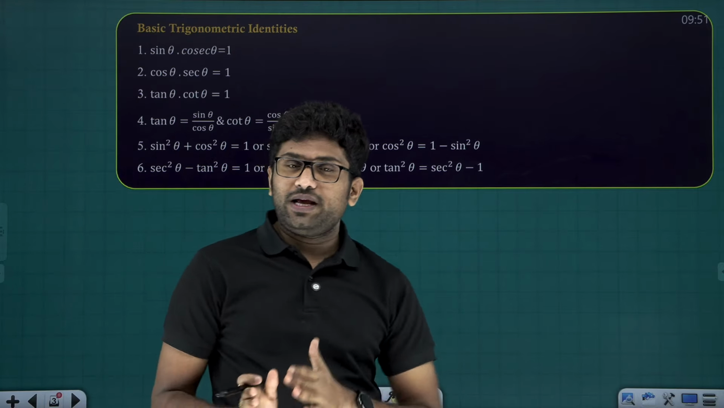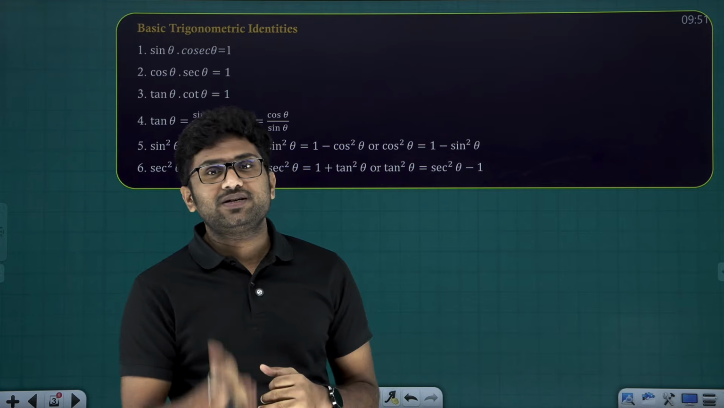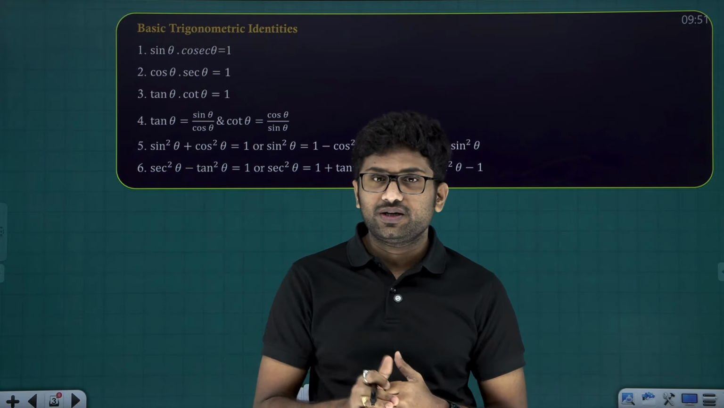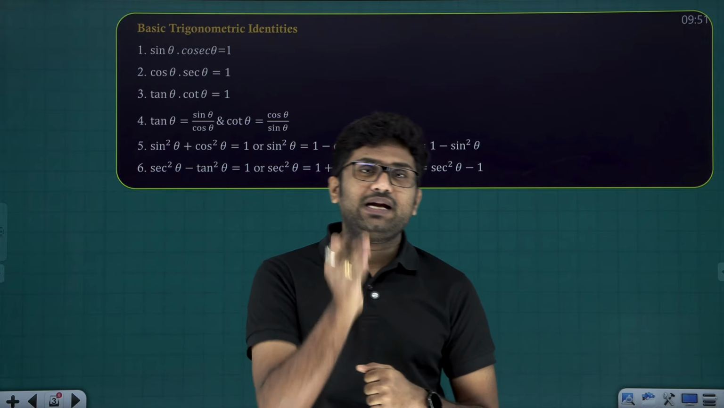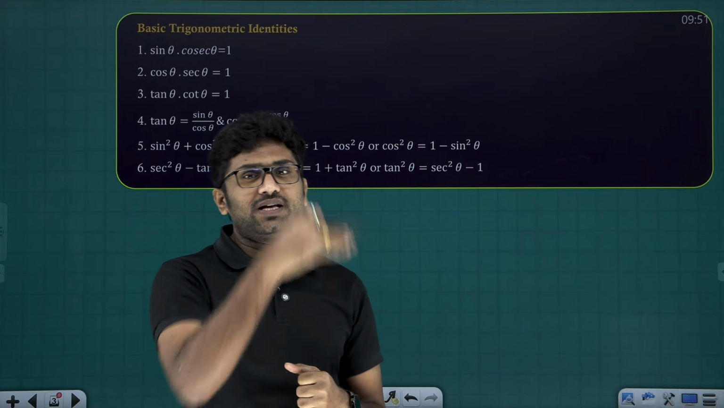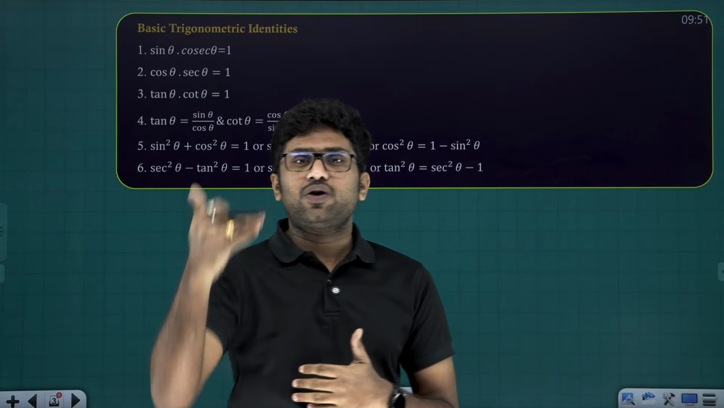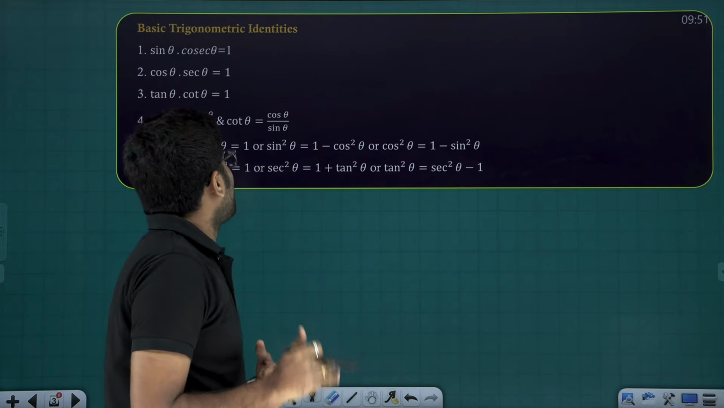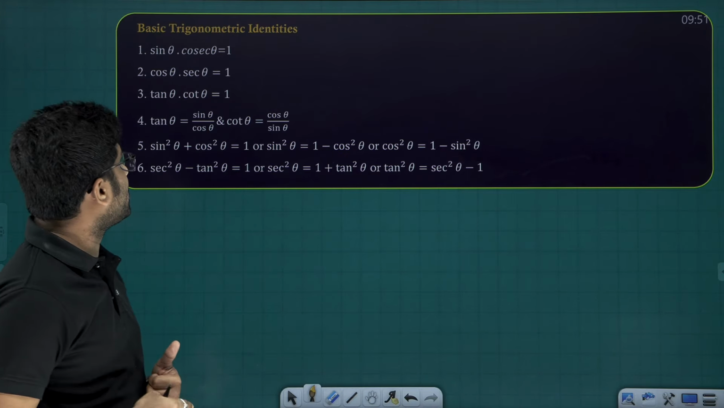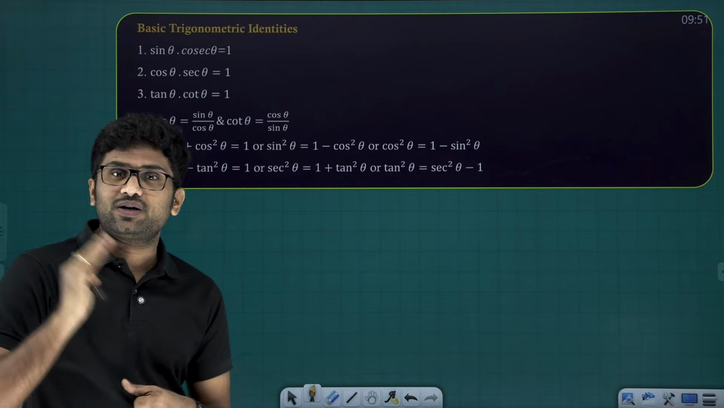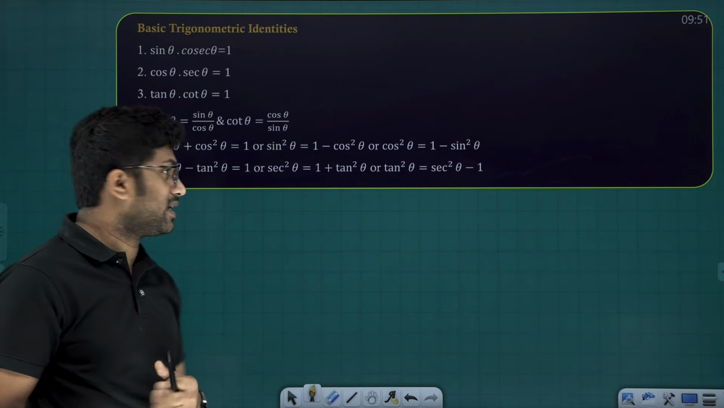Starting with the basic formulae from trigonometry, as you know there are 6 trigonometric functions: sine, cosine, tangent, secant, cosecant, cotangent. Among all these 6 trigonometric functions, 3 are reciprocal to the other, and tan and cot can also be expressed as the ratio of sine and cos: sine by cos is tan and cos by sine is cotangent. Sine and cosecant are reciprocal to each other. Sine into cosecant is equal to 1, cos into secant is 1, tan into cot is 1. Tan is sine by cos, cot is cos over sine.